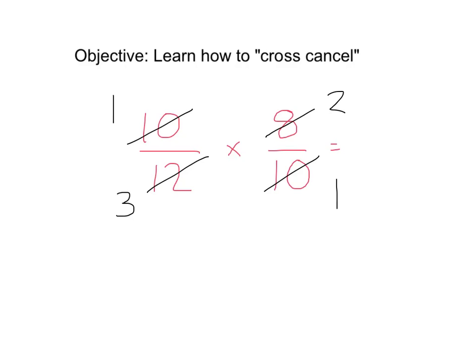Now I can just multiply across the top and the bottom. So 1 times 2 is 2, and 3 times 1 is 3. My answer is going to be 2/3.